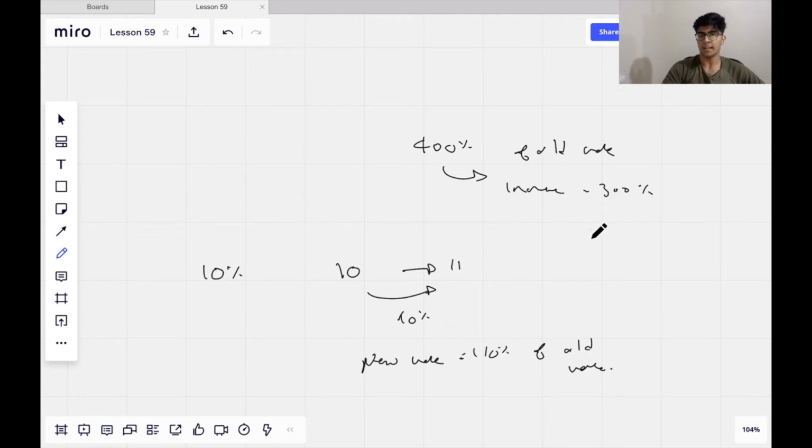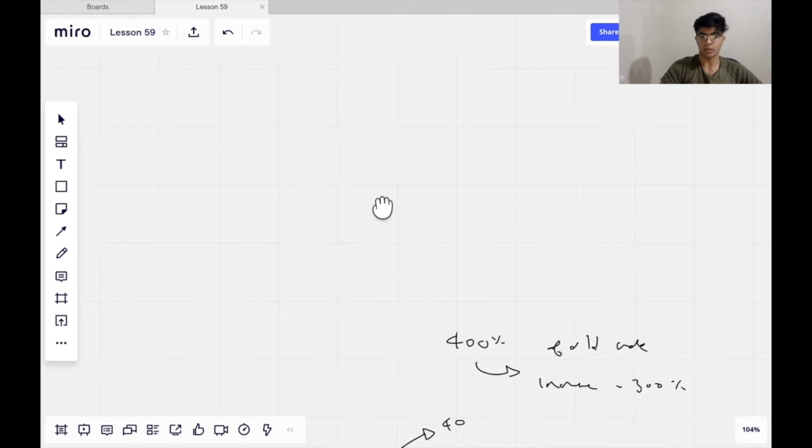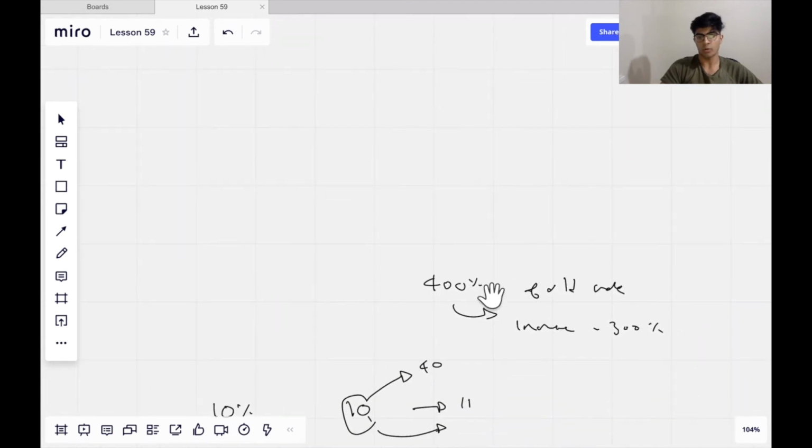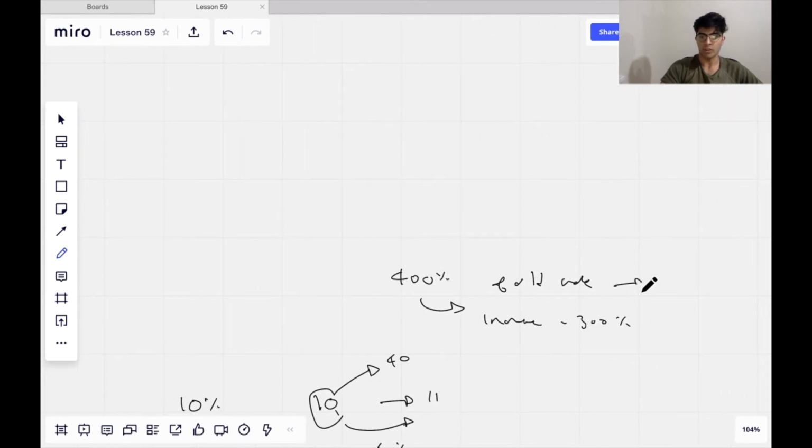So if we went from 10, and you increase that by 300%, that's adding another 30, so adding itself 3 times over. 10 plus 30 is 40. So a 300% increase would mean going from 10 to 40. A quicker way of calculating this: 400% of the old value means the new value is 4 times the old value, because we just divide by 100. So we can just do 110 times 4, for example.